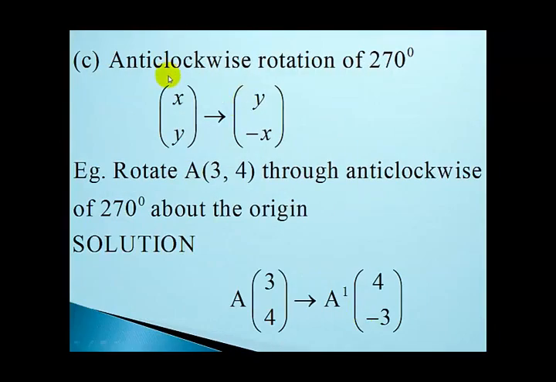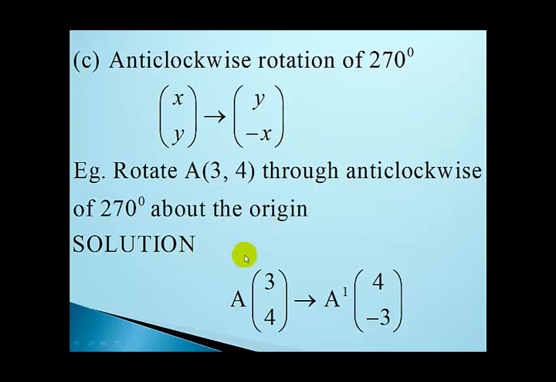Now C, anti-clockwise rotation of 270 degrees. The rule is xy maps to y minus x. That is, y goes up, the x comes down, but the x coordinate is negated. Example: rotate A(3, 4) through anti-clockwise of 270 degrees about the origin. So solution, according to the rule, anti-clockwise rotation of 270 degrees about the origin is given by xy maps to y minus x. That is, y goes up, the x comes down, but the x coordinate is negated.